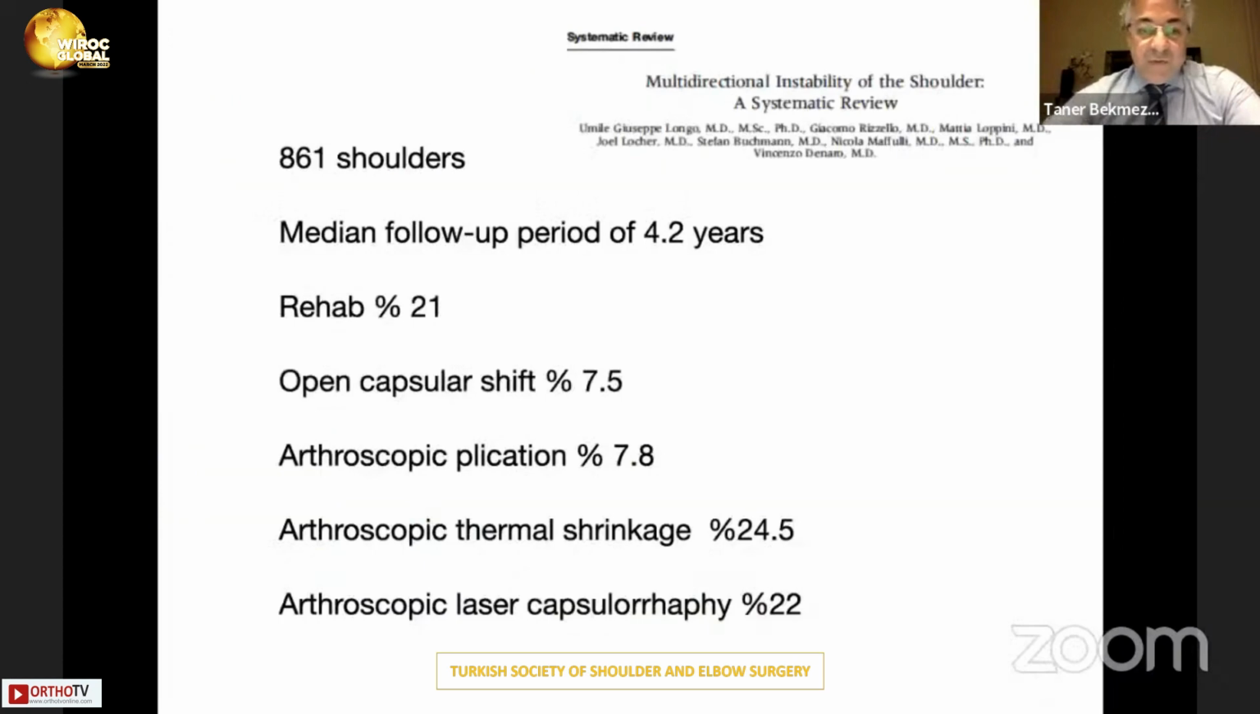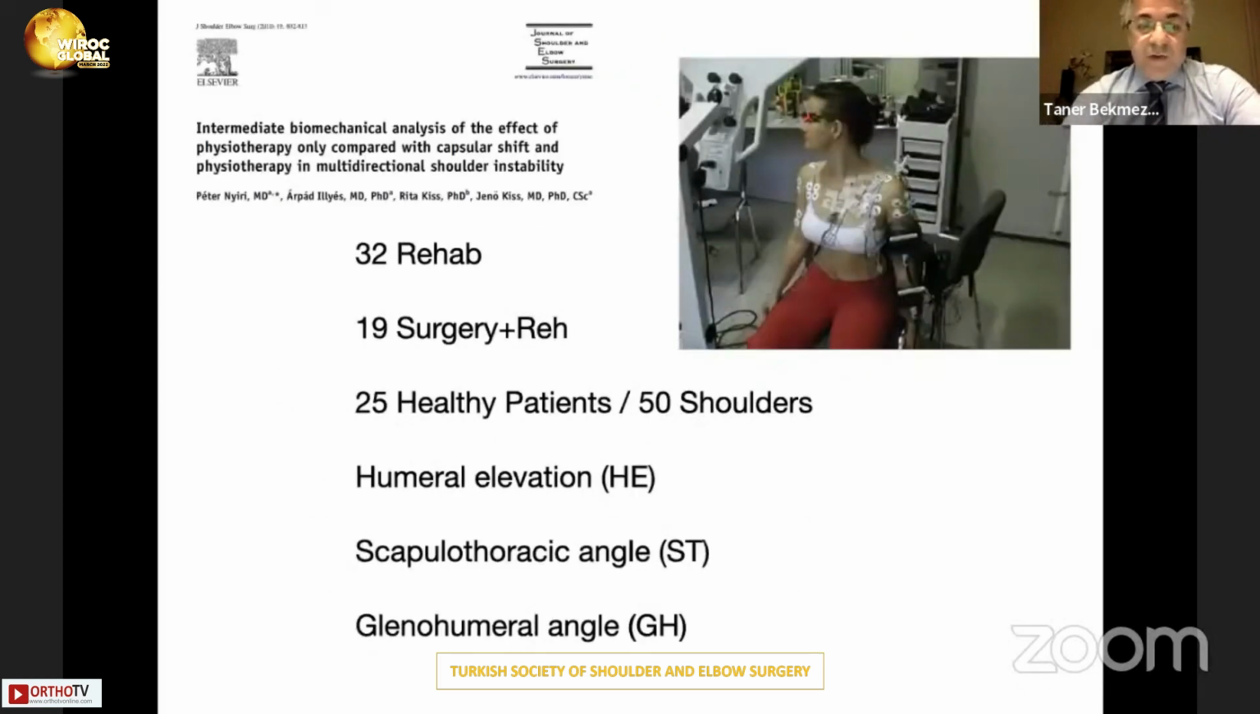There is a systematic review performed by Long, and it is very interesting. Among patients undergoing physical therapy, 21% required surgical intervention. On the other hand, on the surgical side, redislocations occurred in 7.5% in open, 7.8% in arthroscopic plication, 24.5% in arthroscopic shrinkage, and 22% in laser-assisted capsulorrhaphy.